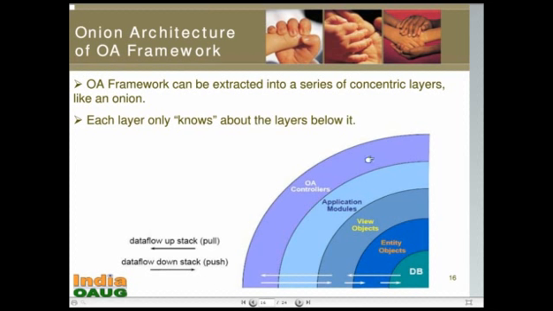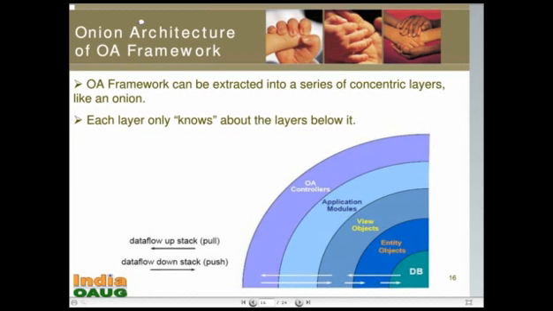About the layers below it. View object knows entity object as well as your database. Application module knows your view object. View object already knows entity object. Entity object already knows the database. When you are in controller, first you have to connect to the AM. Your controller knows AM. AM knows view object. View object knows entity object. Entity object knows the database.